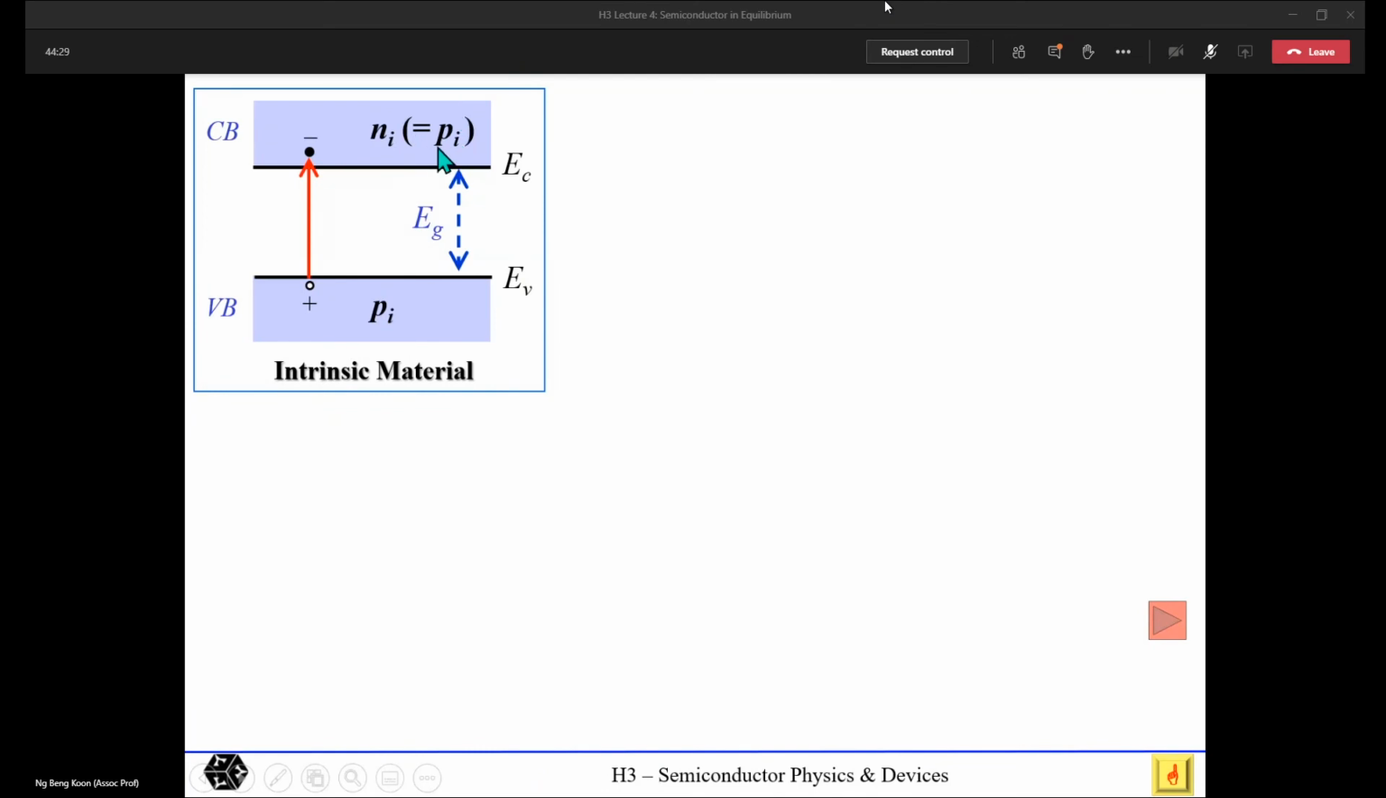By the way, this electron and hole concentration has units of number per unit volume. Typically we express it in number per centimeter cubed, using centimeter as the unit of length. So it's how many you have per unit volume in the semiconductor.